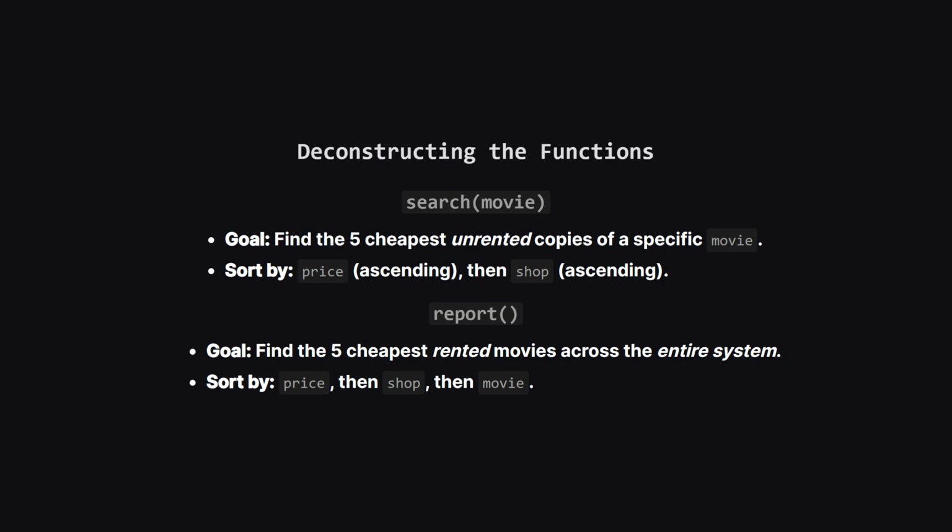Report is different. It's a global request. It wants the five cheapest movies that are currently rented, no matter which movie or shop they are. The sorting rules are also slightly different, which is a key detail.